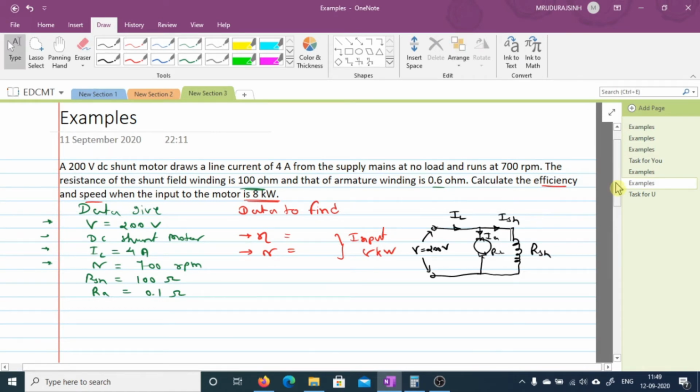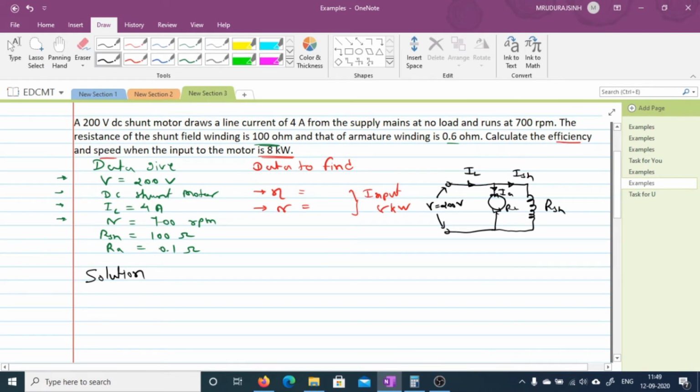Now we will go for the solution. To start, we want to find the efficiency. Efficiency is basically output divided by input, right? And what data is given to us? Supply voltage is given, no load current is given, speed is given. We need to find the efficiency and speed at this input power, when the motor takes 8 kilowatt of power. So in this efficiency equation we know the input.